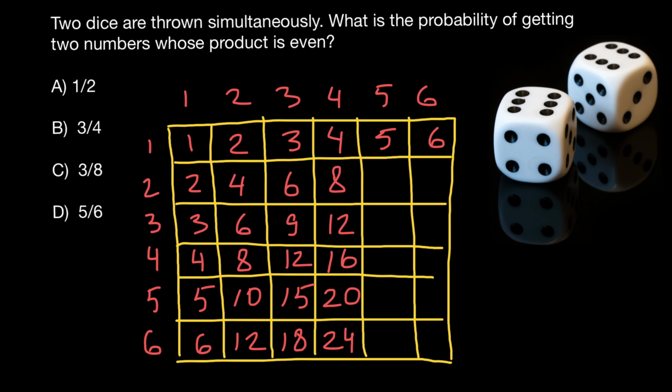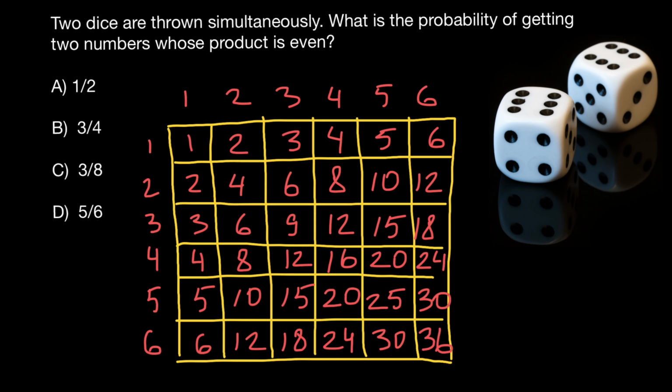2 times 5 is 10. 3 times 5 is 15. 4 times 5 is 20. 5 times 5 is 25. 6 times 5 is 30. We're almost done. 2 times 6 is going to be 12. 3 times 6 is going to be 18. 4 times 6 is going to be 24. 5 times 6 is going to be 30. And 6 times 6 is going to be 36.